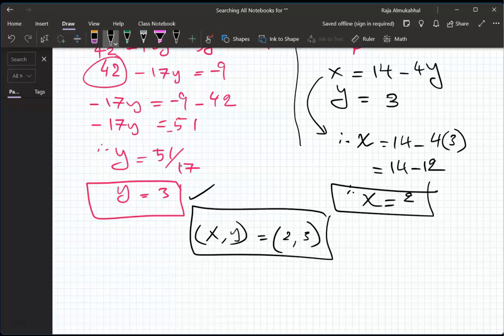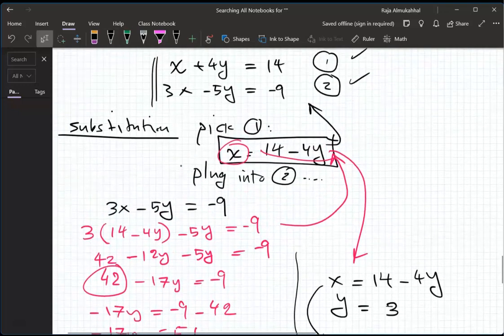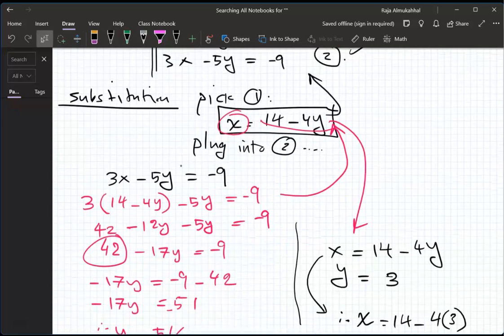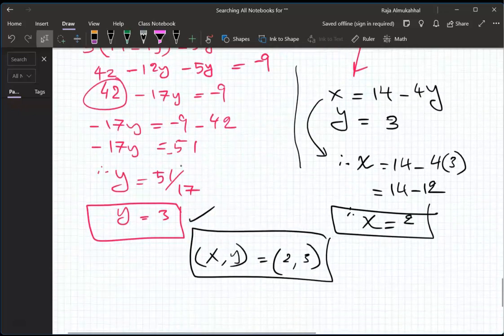Now you can check if you've done it correctly by simply plugging those 2 and 3 into equation 1 or 2 and see if you get 14 or -9. That'd be one way to check. But anyway, this is how you do the method of substitution. Now let me show you the method of elimination.